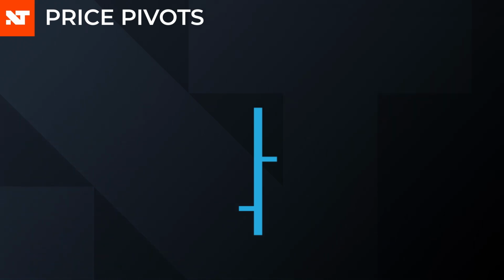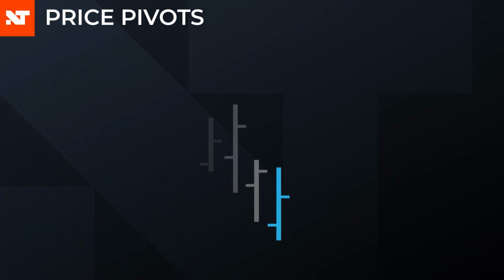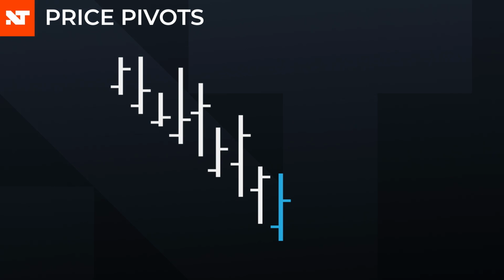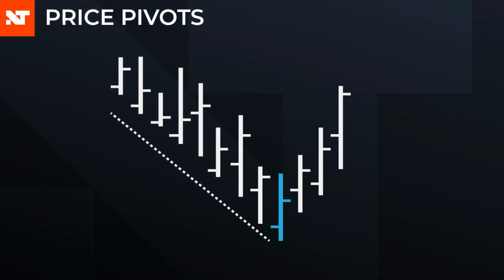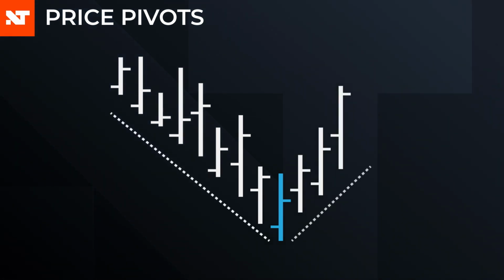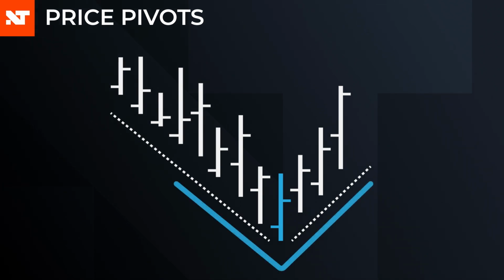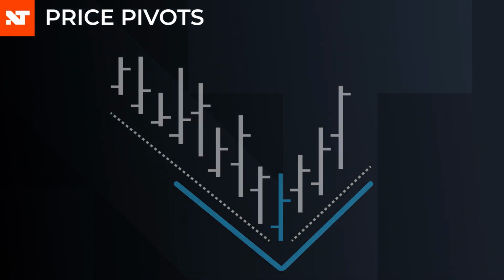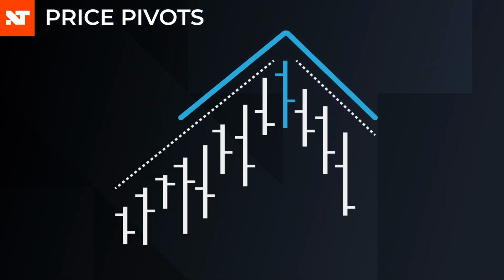Let's say we set up our pivot pattern parameters to look for a price pivot with 8 bars to the left and 3 bars to the right. Once we have 8 lower lows, followed by 3 higher lows, our pivot up pattern is complete. And once we have 8 higher highs and 3 lower highs, the pivot down pattern is complete.